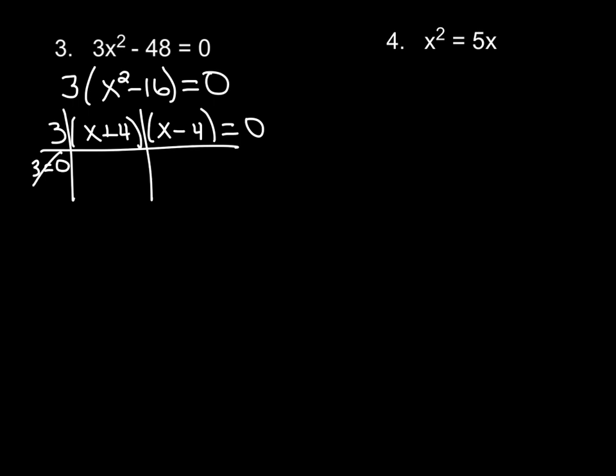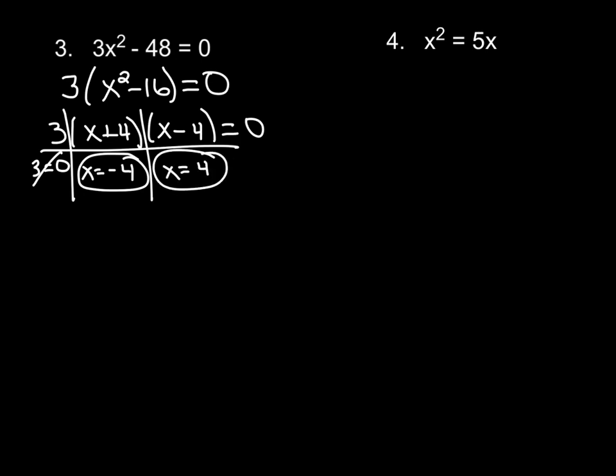Now let's do the shortcut. If the factor is x plus 4, our solution is going to be x equals negative 4. And if our factor is x minus 4, our solution is going to be x equals positive 4. So these are our 2 solutions.